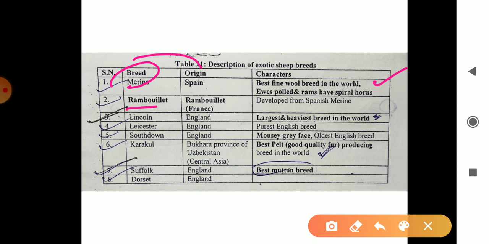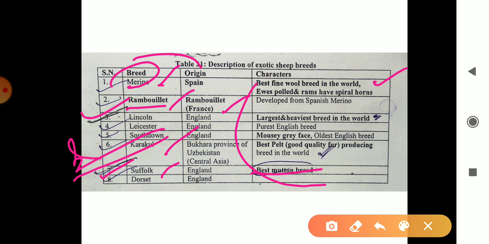Another is Rambouillet, from France. It is also a breed used for crossbreeding purposes. The largest as well as heaviest sheep in the world is the Lincoln, from England. The best pelt, good quality fur, meaning the best wool quality producing breed in the world, is Karakul. Dear students, it's an important question. Karakul, Merino, Rambouillet, and the best mutton breed is Suffolk. So dear students, please remember Merino, Rambouillet, Karakul and Suffolk with their respective characteristic features. Very important.